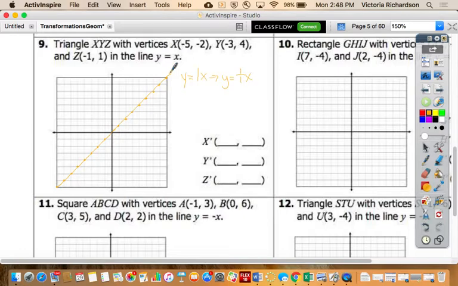So now I have to graph my points. So I have a triangle and the vertices are at -5, -2. So I start at my origin, -5, so that's 1, 2, 3, 4, 5. -2 means I go down 2. Here's my first point, that's x. My second point is -3, 4. So 1, 2, 3, up, 1, 2, 3, 4. My next point is -1, +1, so I'm going to go 1 to the left and up 1. And this is z. Now I'm going to connect.